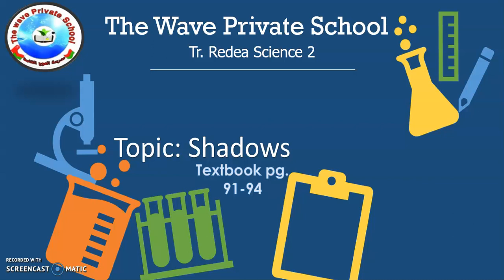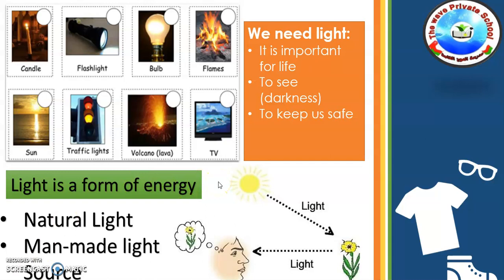So today, we are going to have a new lesson, and our lesson for today has something to do with shadows. You can also open your textbook to pages 91 until 94. Okay. So today's lesson, our objectives are the following. First one, for you to understand what a shadow is, and the second one is for you to identify the correct shadow formed by an object.